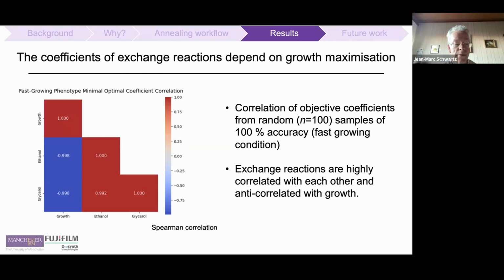One more way to look at these results is to look at how the coefficients of the different objectives in the solutions are correlated to each other, and we can see a very strong correlation here between ethanol and glycerol exchange. So essentially they have to be at a similar level, but both are also very strongly anti-correlated to growth. If growth goes up, ethanol and glycerol secretion will decrease.